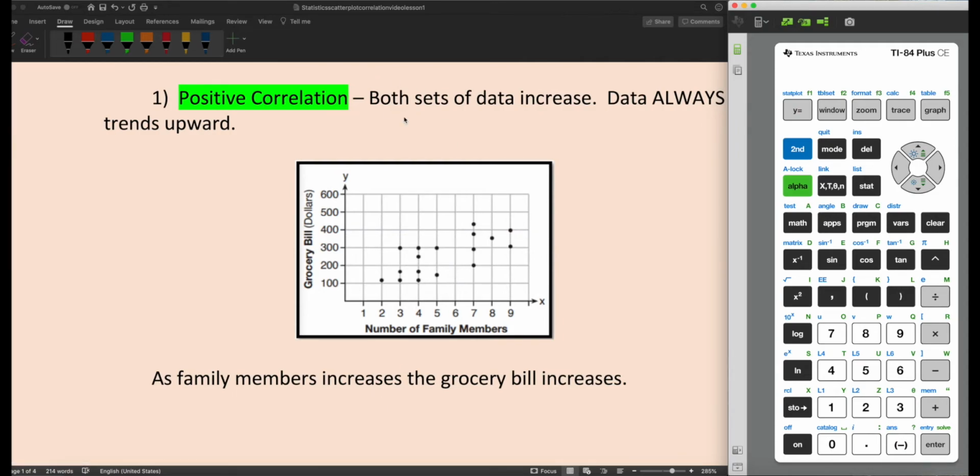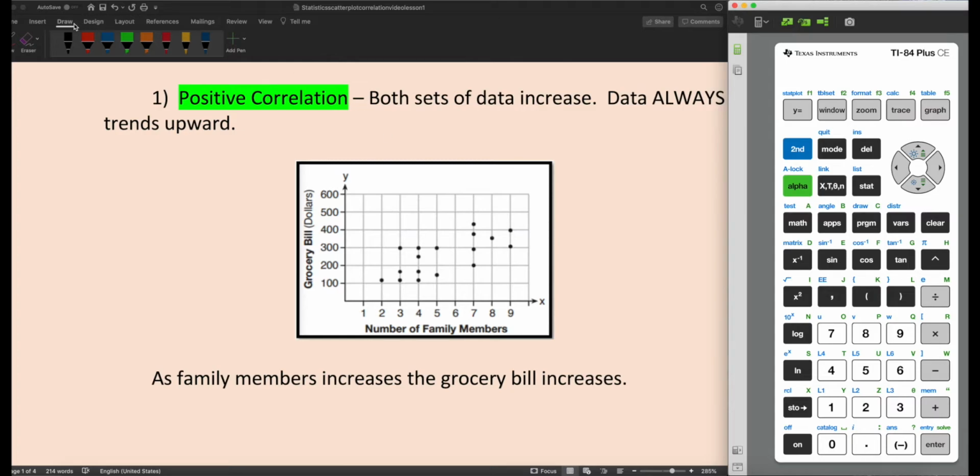In a positive correlation, guys, both sets of data increase. The data always, always, always trends upward. So for example, you have a scatter plot right here. Along the x-axis, we're looking at the number of family members. On the y-axis, we're looking at the grocery bill, how much you spend on food. Notice, as you go along the ordered pairs, the trend of the data is increasing.